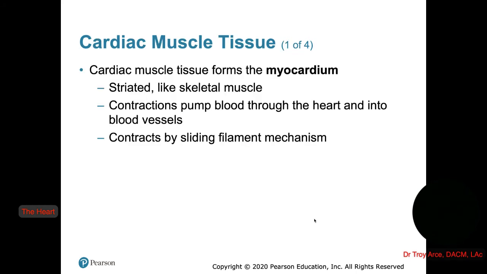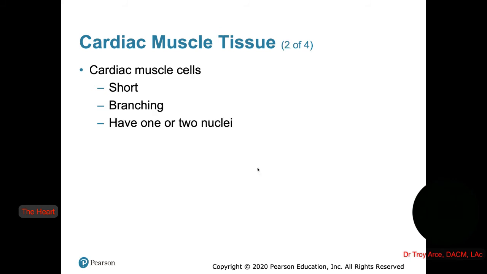Cardiac muscle tissue forms the myocardium. It's striated, like I said. And the only other place where you find striated muscle is your skeletal muscle. And like skeletal muscle, contractions pump blood through the heart and into the blood vessels, and it contracts by the sliding filament mechanism. The cardiac muscle cells are short, branching, and have 1 or 2 nuclei. So they're multinucleated, they're branching, and they're short.